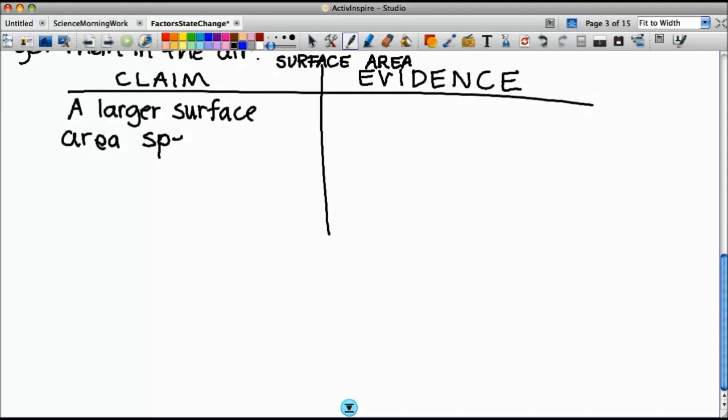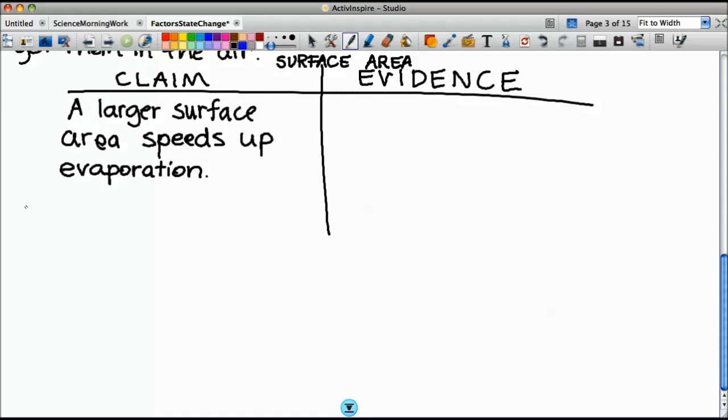This thing cannot do circular motions fast. A larger surface area speeds up evaporation. A larger surface area speeds up evaporation.